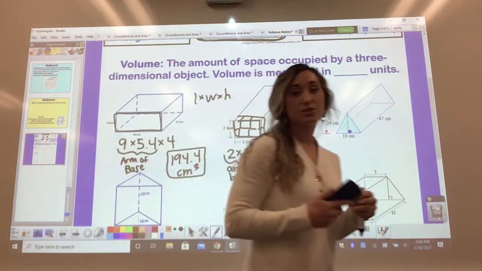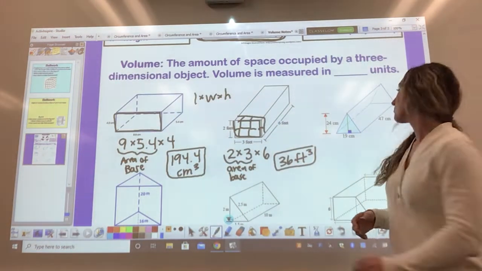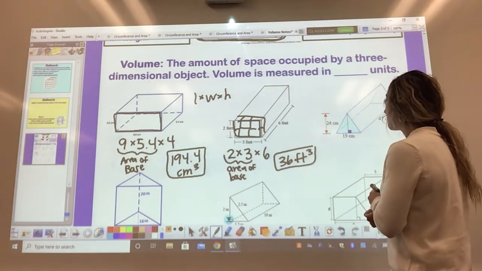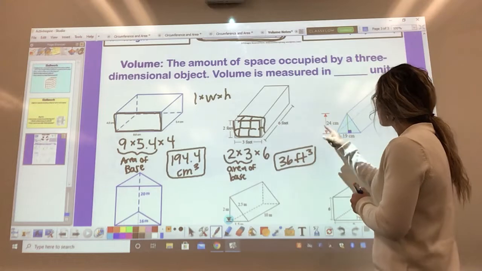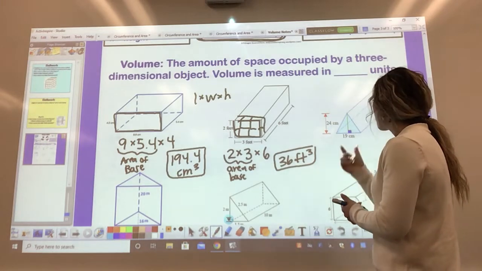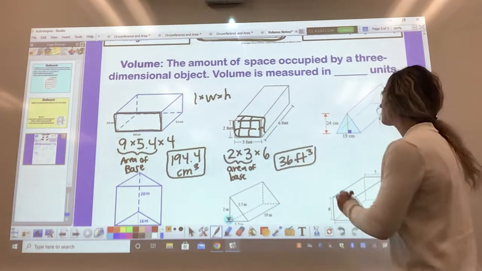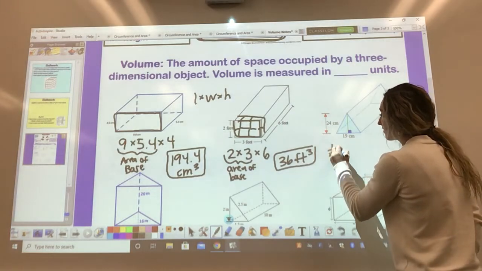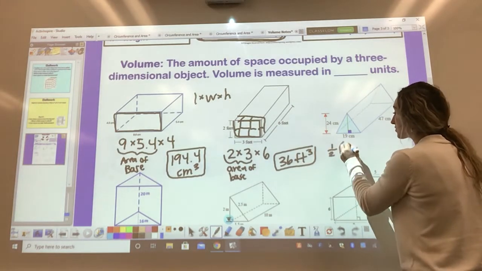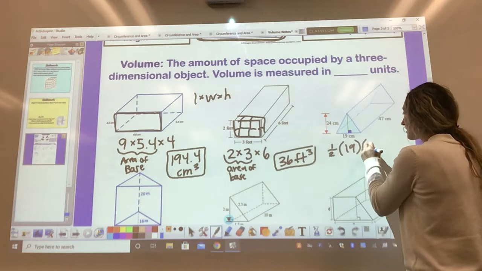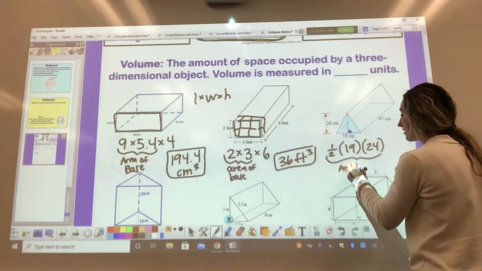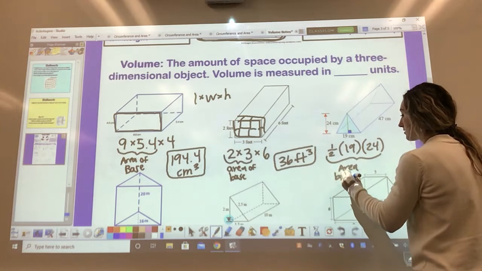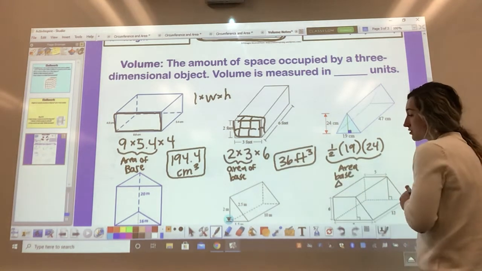All right, next one is a triangular prism, and once again, we want to find the area of the base and multiply it by the height that it was extended. So the area of the base would be the area of this triangle, which hopefully remember is 1/2 times the base of the triangle, which is 19, times the height, which is 24. So that's the area of the base, which is a triangle.